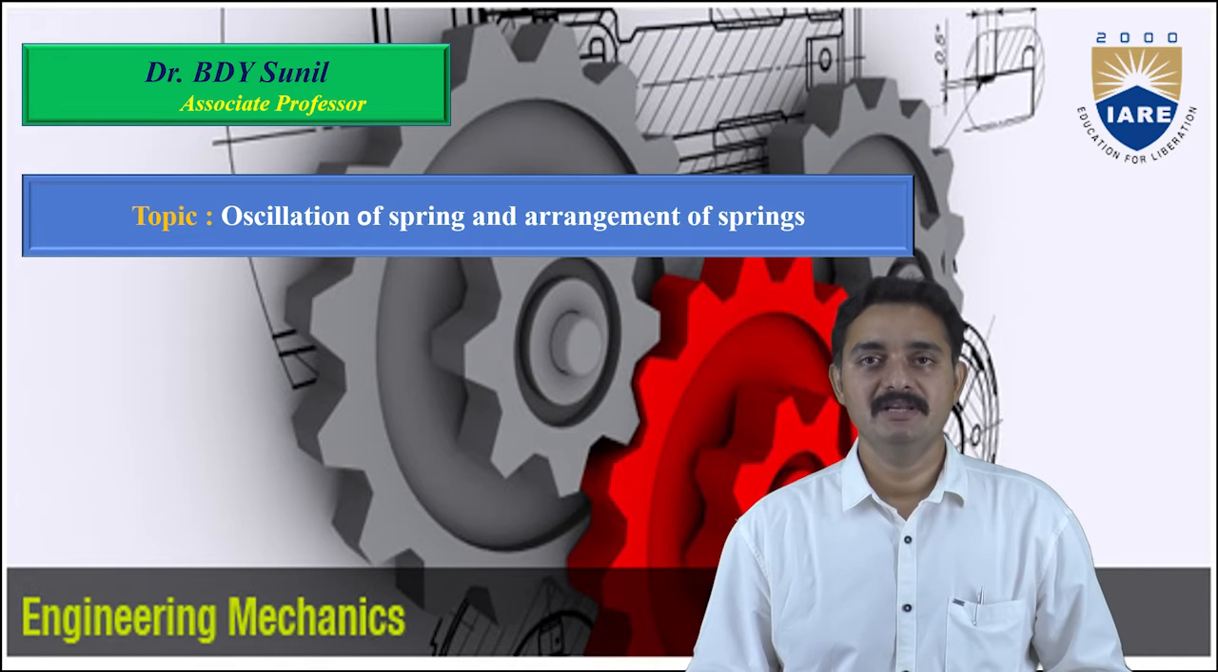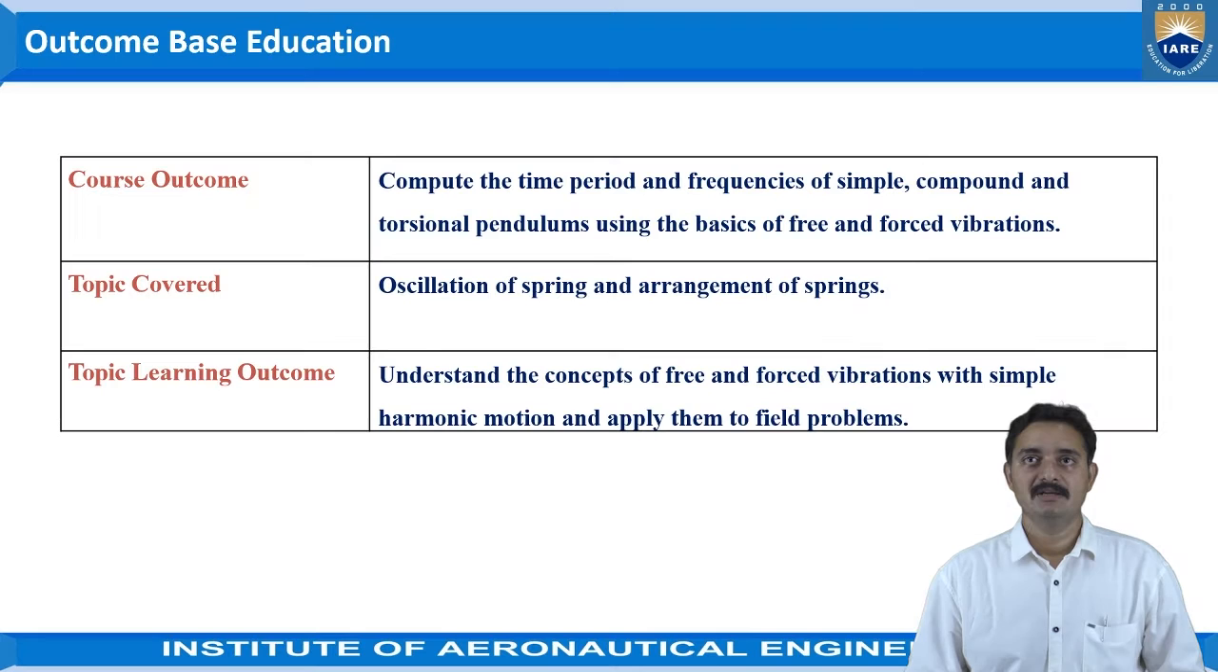In this session, we will be learning about the oscillation of spring and arrangement of springs. The course outcome of this topic is to compute the time period and frequencies of simple, compound and torsional pendulums using the basics of free and forced vibrations. The topic covered would be oscillation of spring and arrangement of springs. Topic learning outcome is to understand the concepts of free and forced vibrations with simple harmonic motion and apply them to field problems.